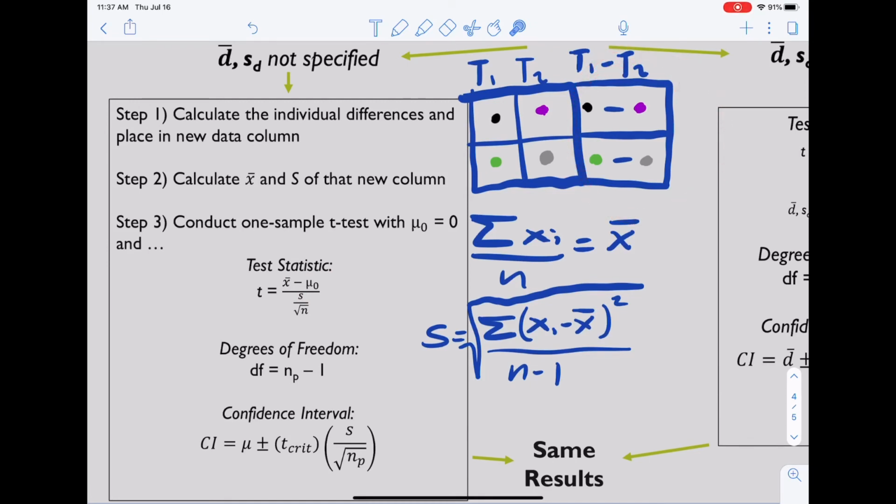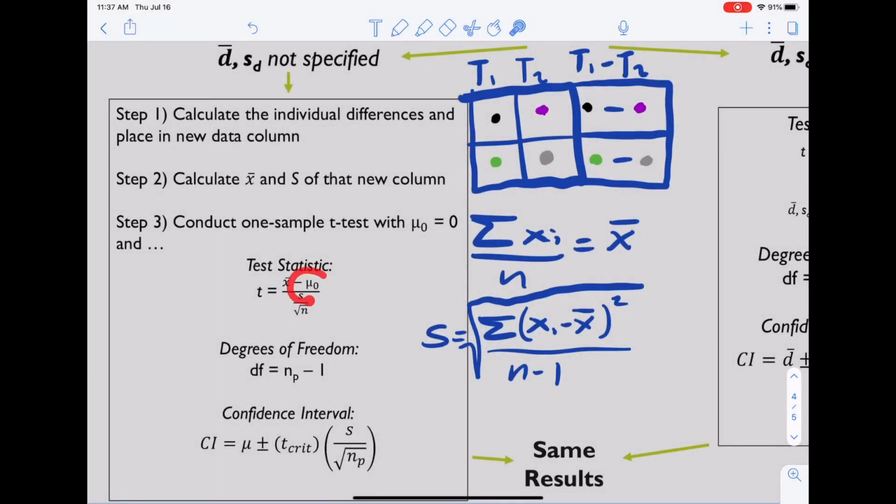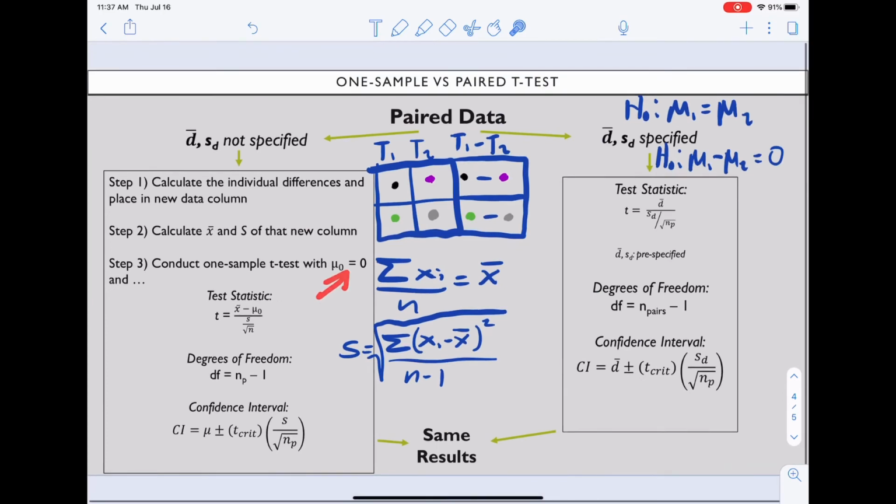We found the mean of the difference, right, just on this column by itself. We've also found that column's standard deviation, that sample standard deviation. And let's just plug in 0 for mu. And then after that, we do a one sample t-test with a known mu naught of 0, right? Because functionally, that is what we're doing over here.